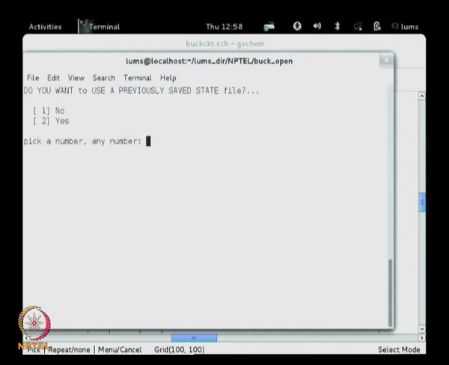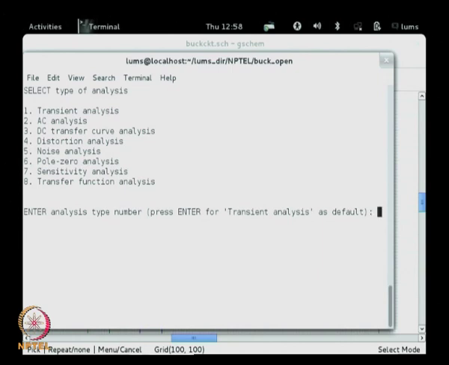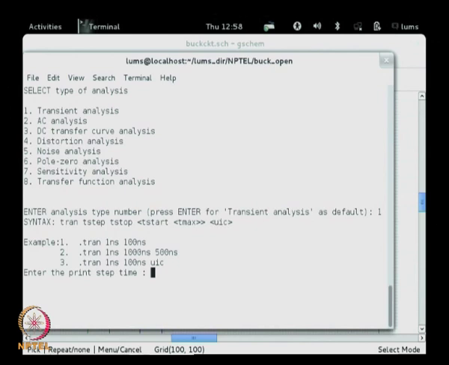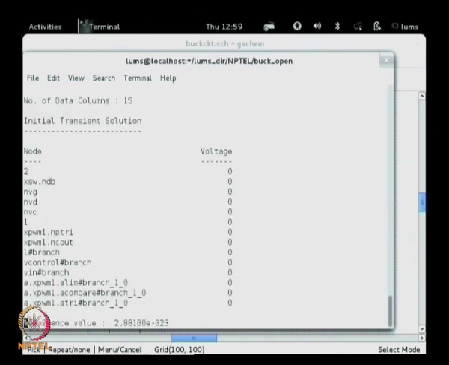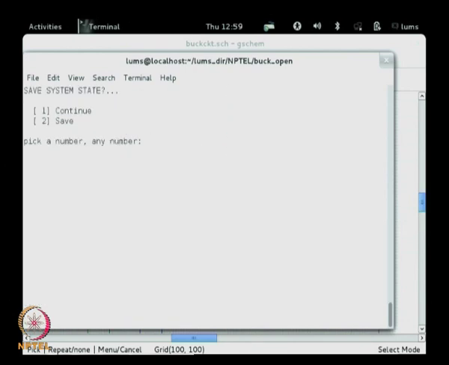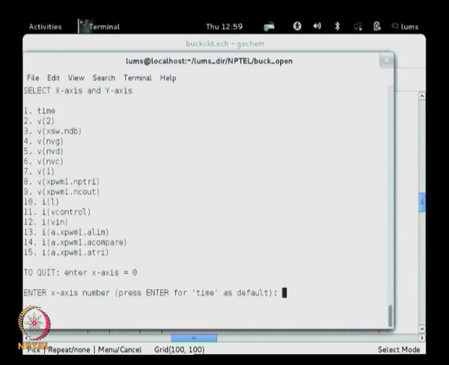And then we need to set some parameters. So, let us choose the analysis type. Let us say we choose the transient analysis, and we will give the print step, let us say 10 microseconds, and the final stop time of 50 milliseconds, let us say, and we request ngSpice to perform the simulation. See that the simulation is running, and then we will be able to see the waveforms.